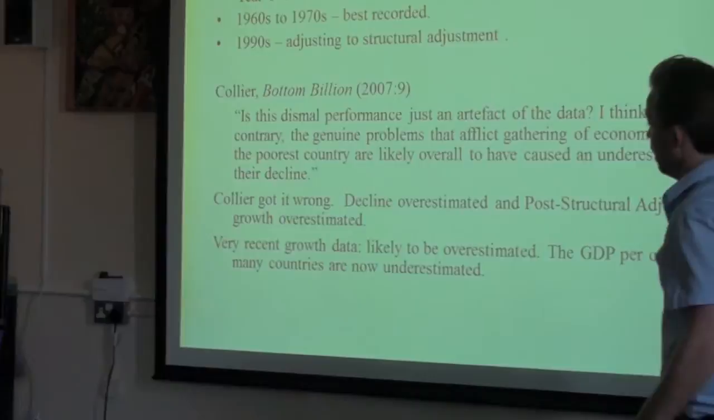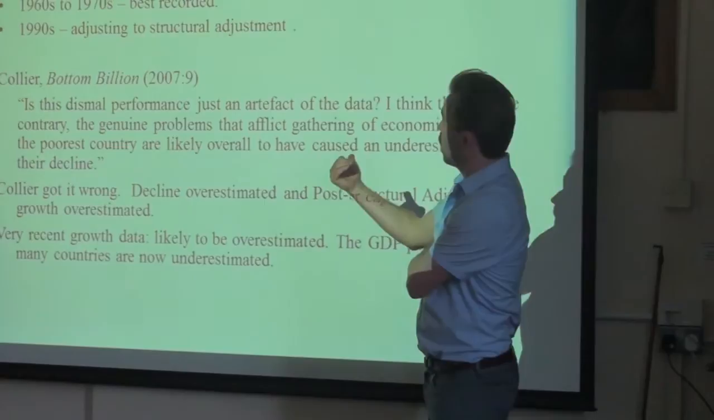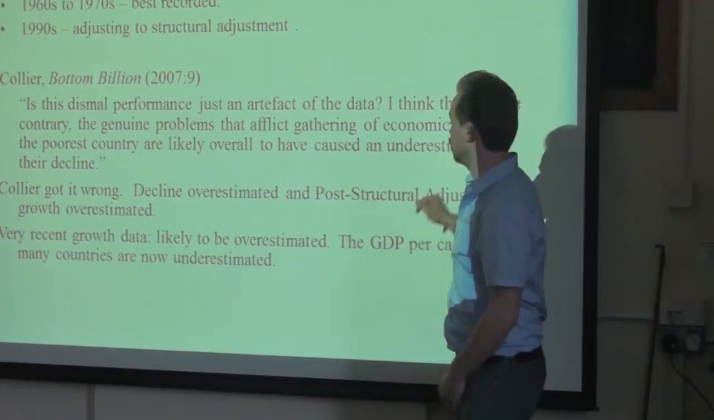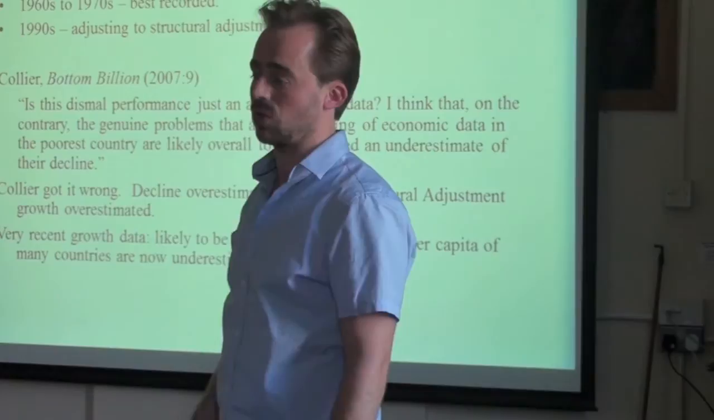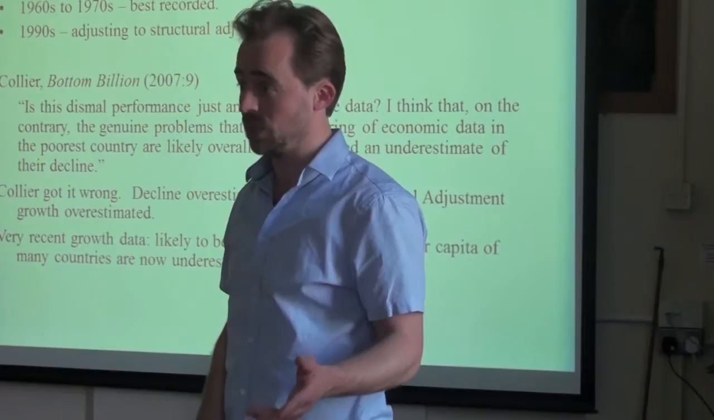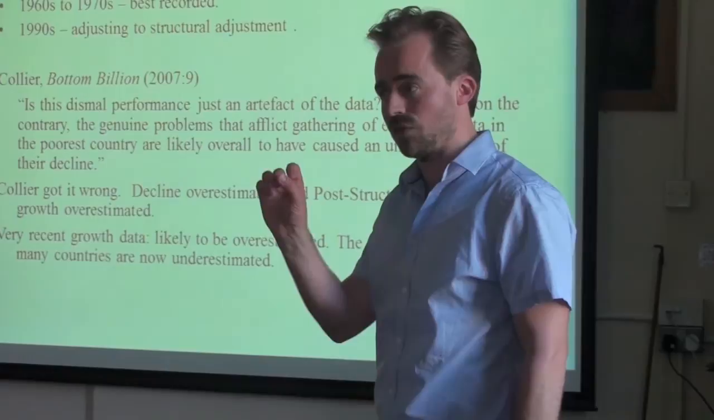So, you know, Paul Collier suggested that maybe the decline was an artifact of the data, and that really there was an underestimate of the decline. So he makes the case that there is an even stronger case for the bottom billion than there actually is. Paul Collier unfortunately got this wrong, it's the opposite. The decline was overestimated, as the statistical office did rely too much on their formal administrative data.